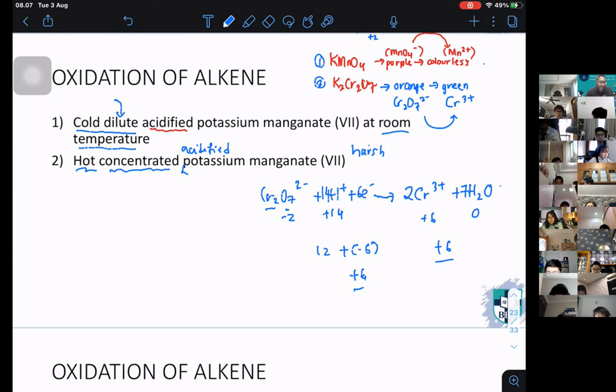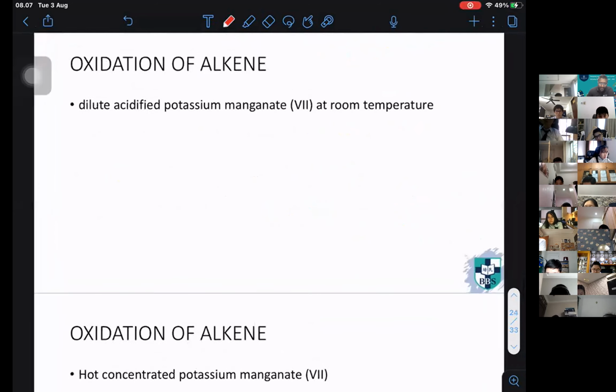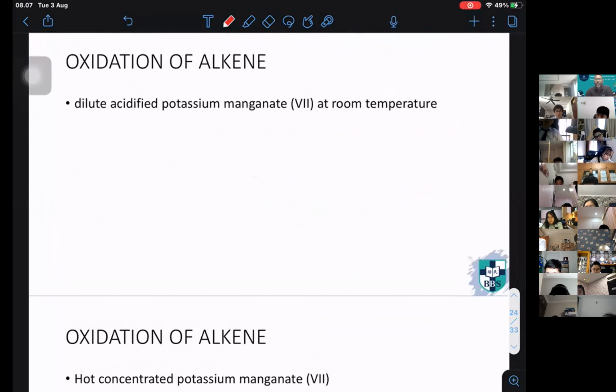Why I did this is to show you again that you need the acid. Now coming back, what will happen under dilute condition? Very easy to remember. If I have an alkene under dilute condition, the double bond is going to be broken, and you are going to get OH here, OH here. This is called diol. OH and OH, diol.